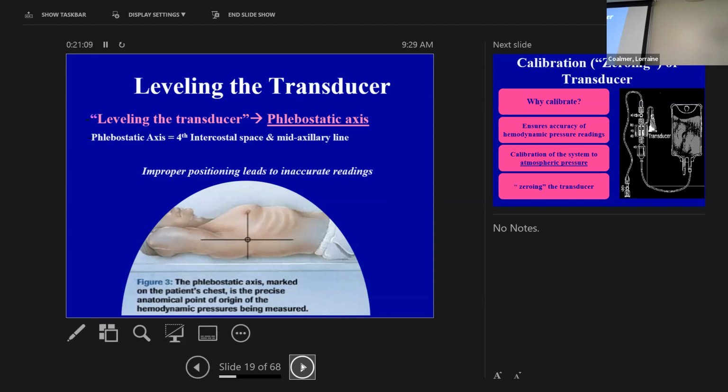Let me recap. Zeroing and leveling are crucial. Every position change, you should re-level. The recommendation is to zero once a shift. It doesn't hurt to zero anytime; you're not doing anything wrong. But the recommendation is to zero once a shift. You can do it every position change. I do.